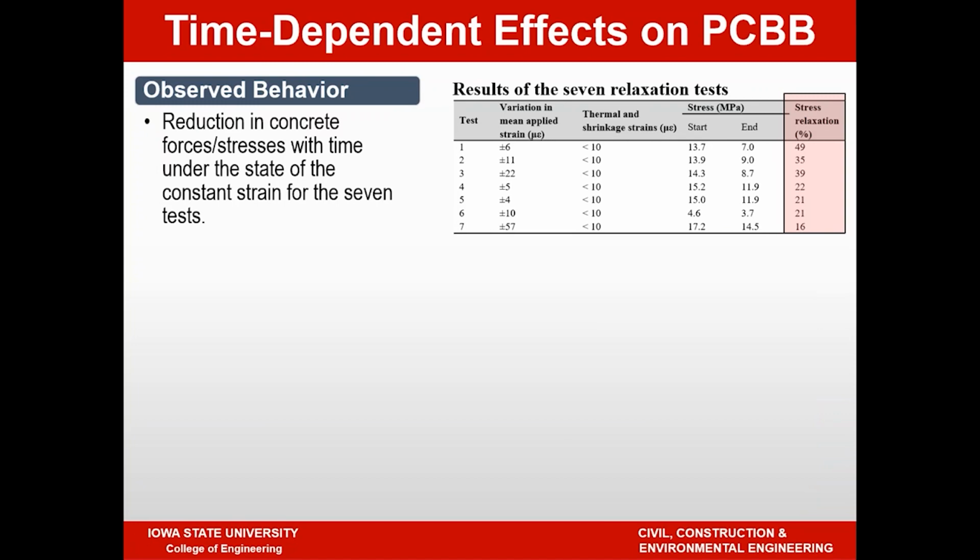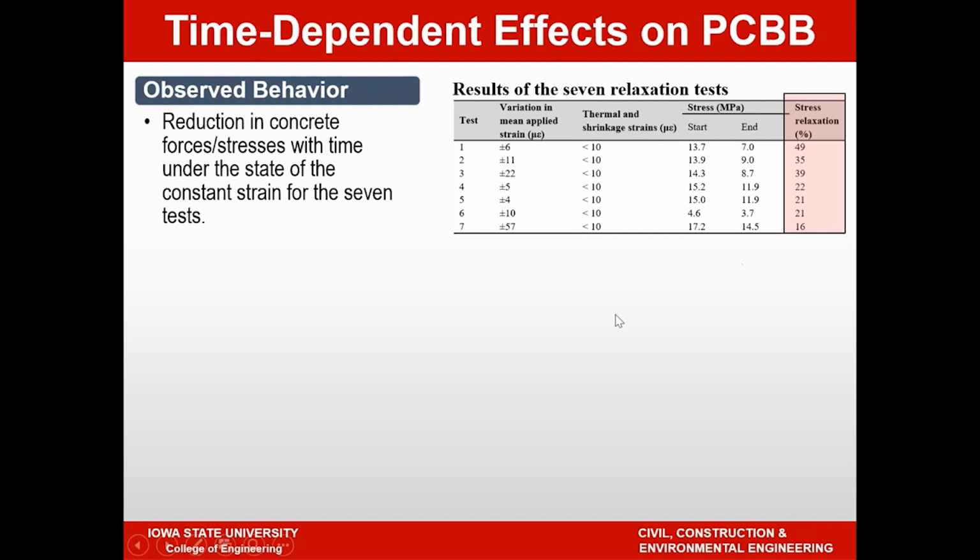Okay, let me show you some results showing the observed behavior for all of the 7 tests, and you can see that the variation in the mean applied strains was pretty small, so we kept it constant as much as we could. The thermal and shrinkage strains were kept small, less than 10 microstrains. We used a dummy sample to make sure that was the case. Then you can see the stress applied at the beginning of the test and at the end of the test. Most importantly, you see in the right-hand column the change in stress due to relaxation varied as much as 49% in one case, the very first test, to 16% in the last test, which was the older specimen. So obviously, the older the specimen, the lower the relaxation loss in the force or stress is going to be.